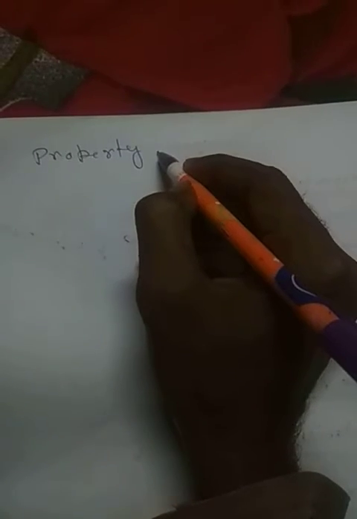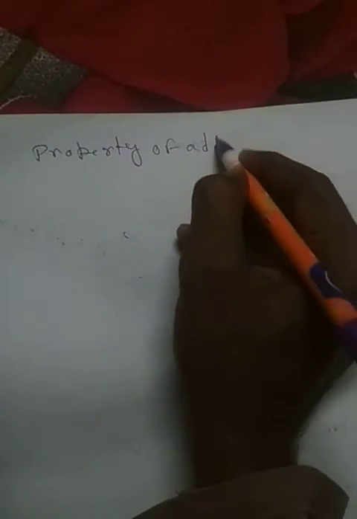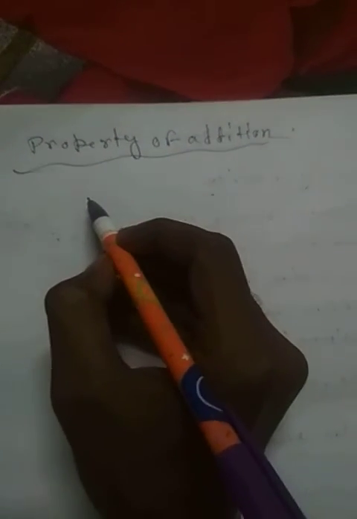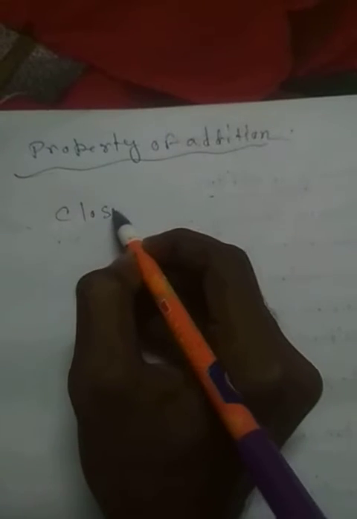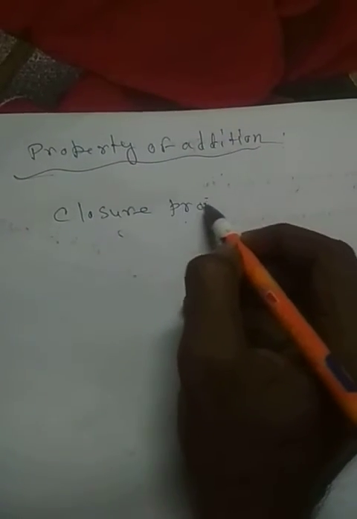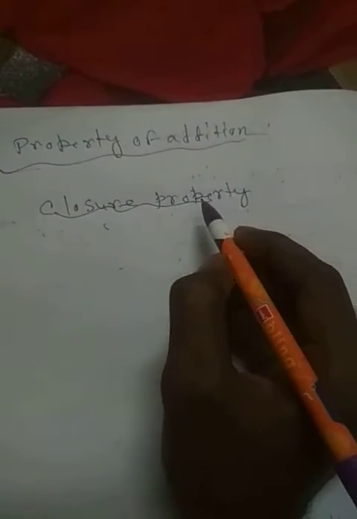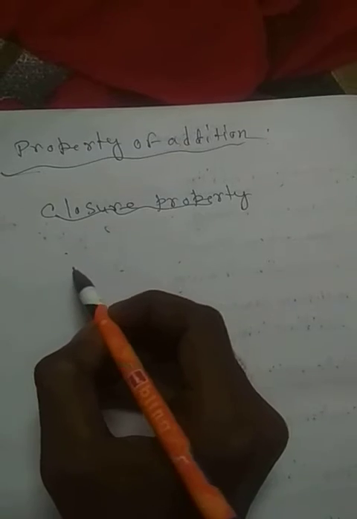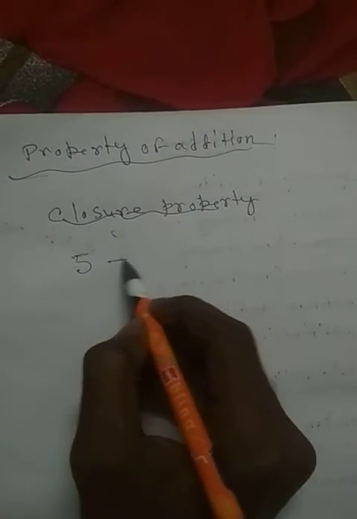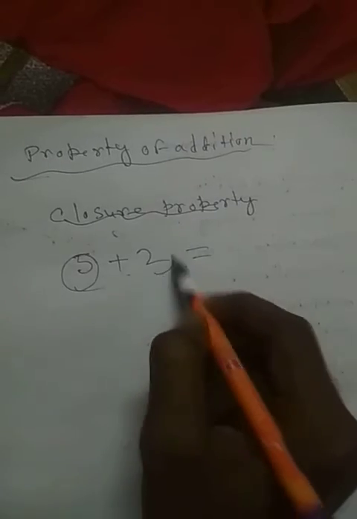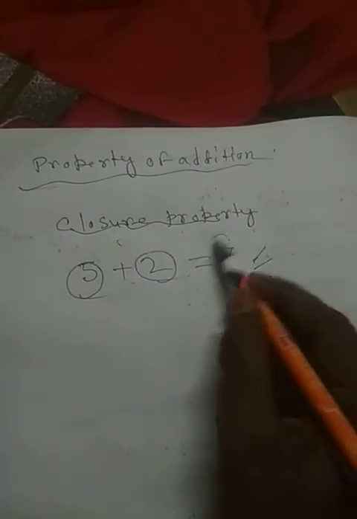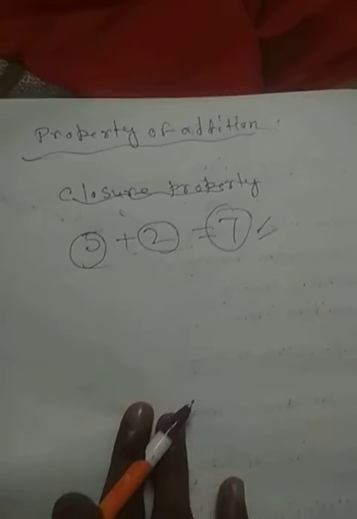Okay, first is the properties of addition. And the first thing is closure property. What does closure property mean? Closure property means if you add two numbers, like 5 and 2, both are integers. If you add them, the result is 7, that is also an integer. This is known as closure property of addition.